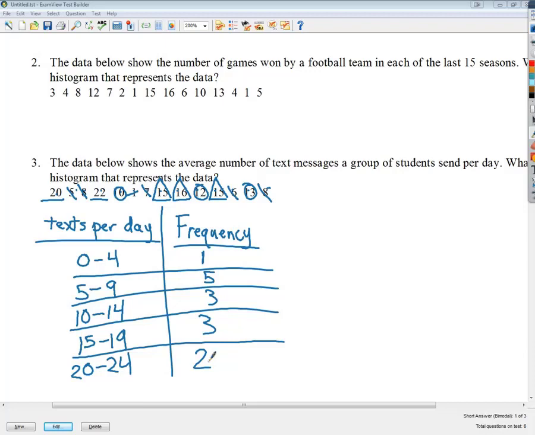Now for a histogram, I'm just going to put text messages on the bottom.